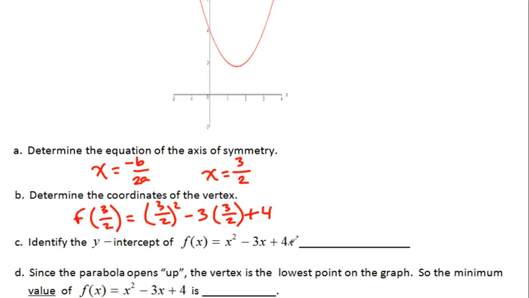Back to the drawing board here. So we're going to identify the vertex. This worked out to be 7/4. And so I can say f of 3/2 equals 7/4. And so now we know the vertex is 3/2, comma 7/4. If you want to use decimals, the decimal equivalent would be 1.5 for the 3/2, 1.75 for the 7/4.